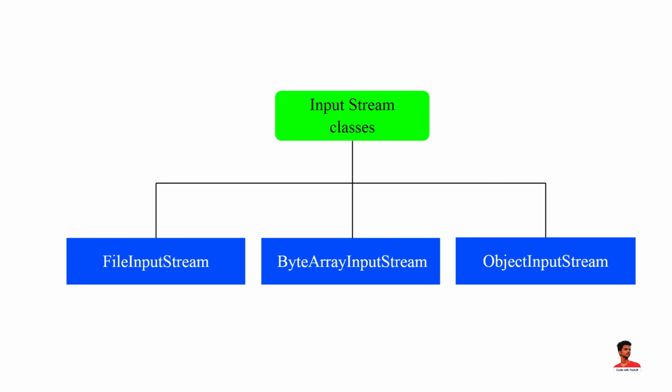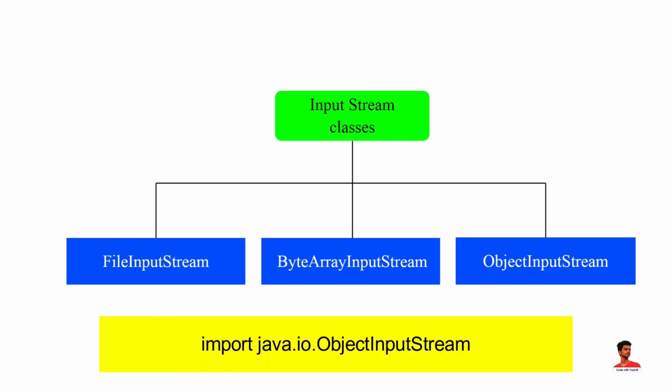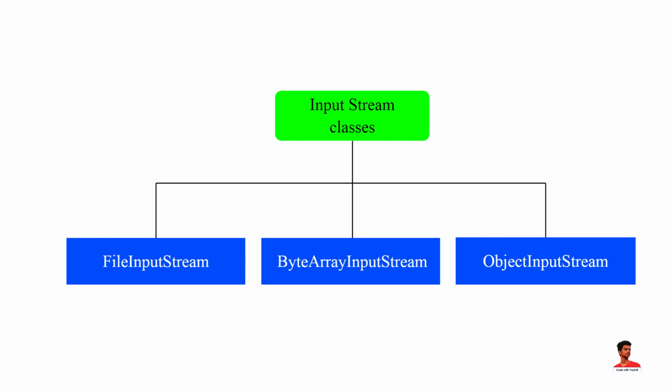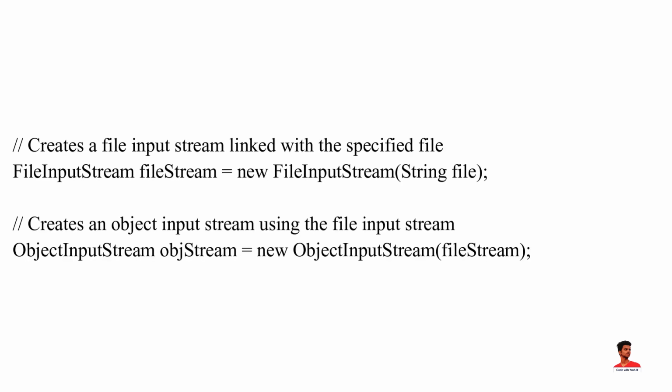In order to create an object input stream, we must import the java.io.ObjectInputStream package first. Once we import the package, here is how we can create an input stream. Here, we have created an object input stream named OBJStream that is linked with the file input stream named FILEStream. Now, the OBJStream can be used to read objects from the file.